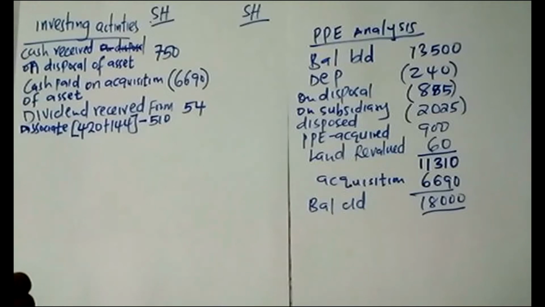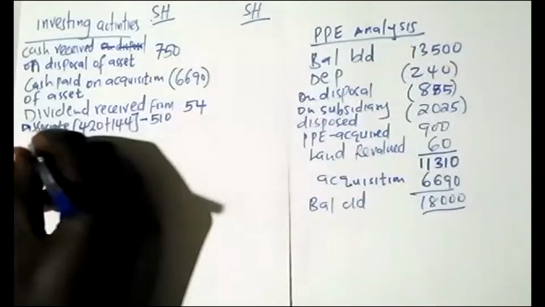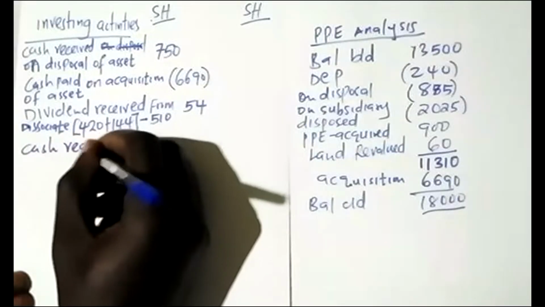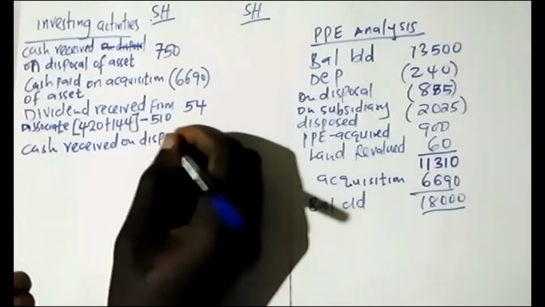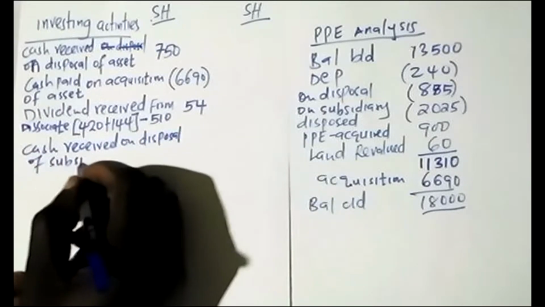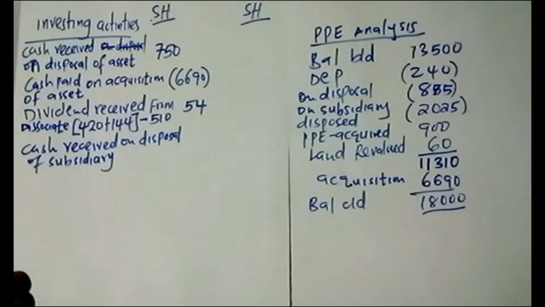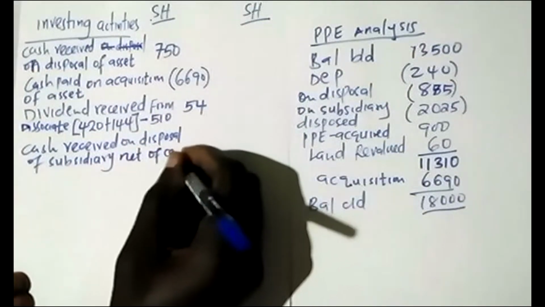So after that, we finish with what they received on the subsidiary which was disposed. So cash received on disposal of subsidiary, net of cash disposed.